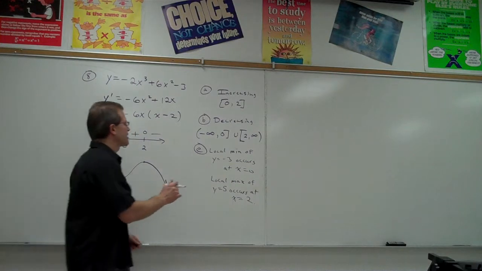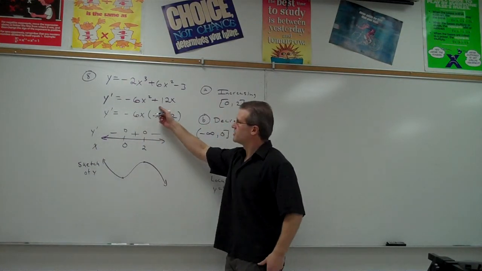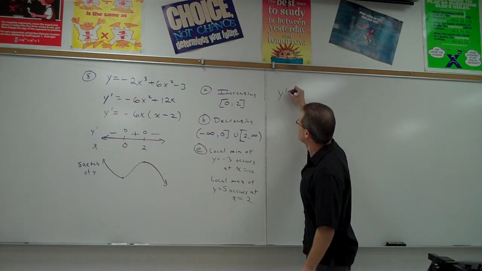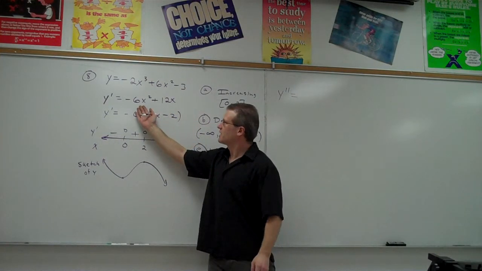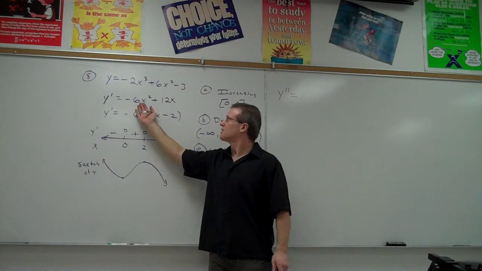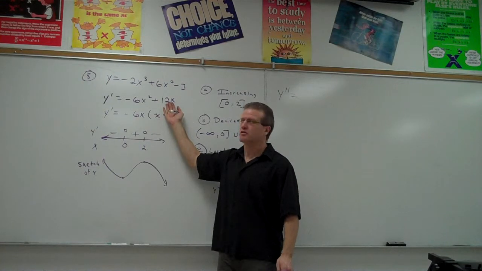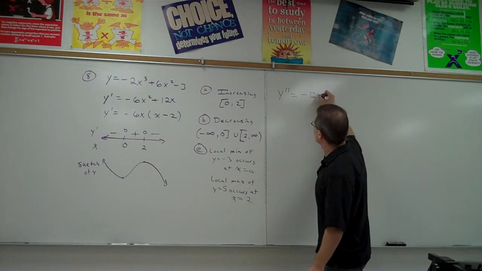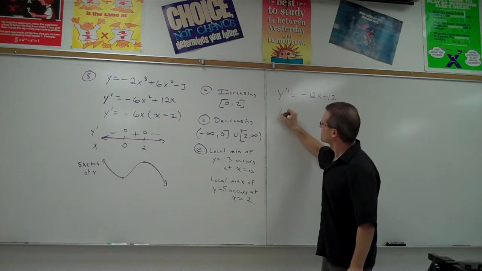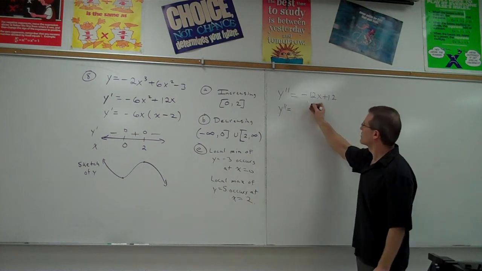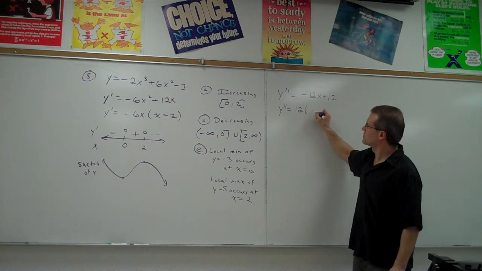Okay. Second derivative. The second derivative is just the derivative of the first derivative. So y double prime, what's the derivative of negative 6x squared? Negative 12x. What's the derivative of 12x? So negative 12x plus 12. Again, let's factor out. In this case, let's factor out a 12. You could do 12 or negative 12.